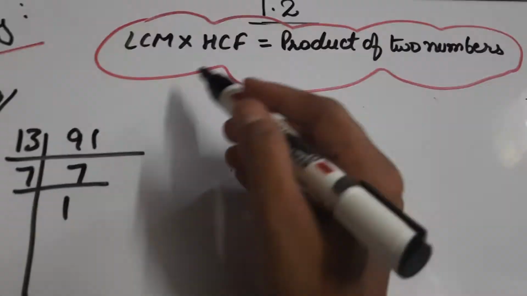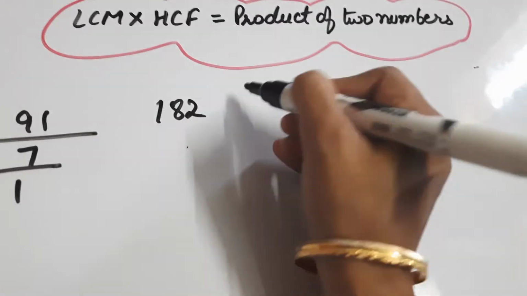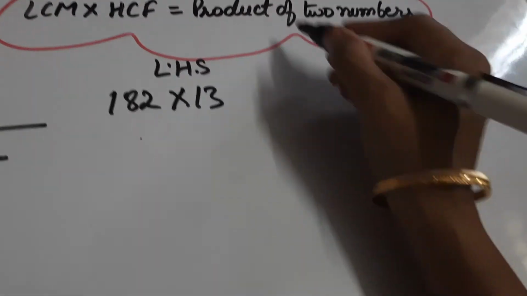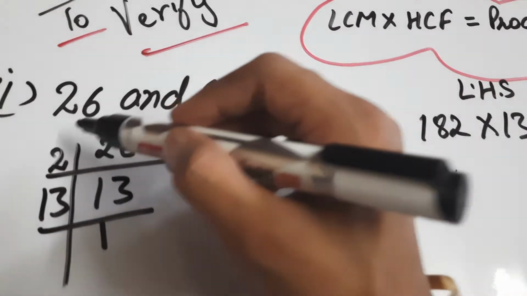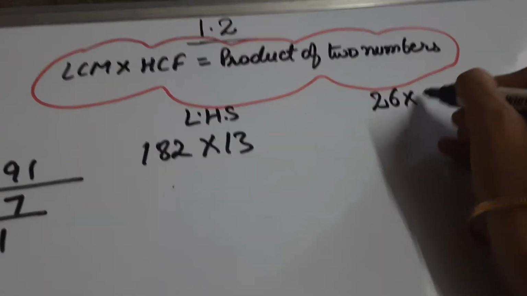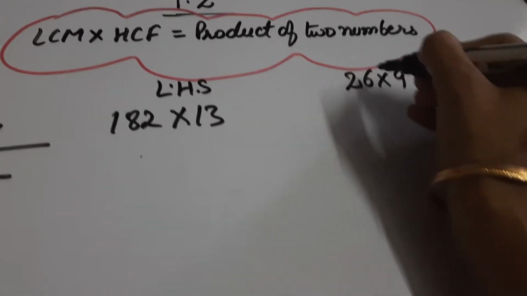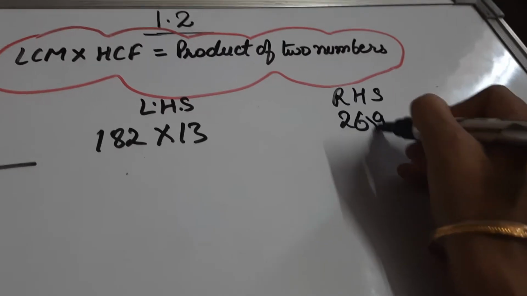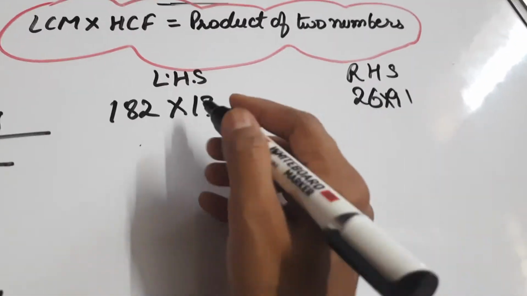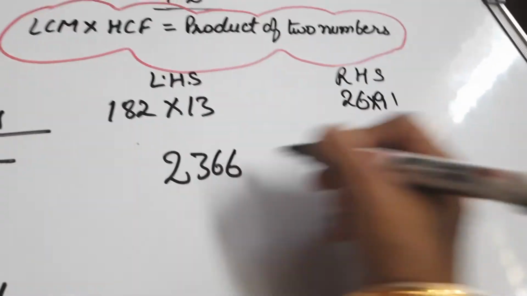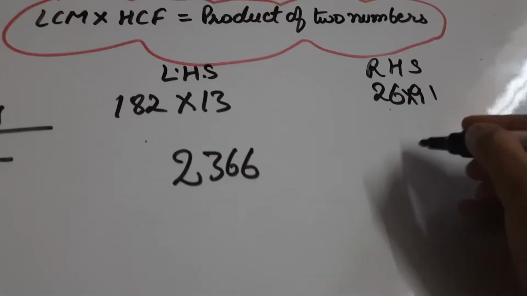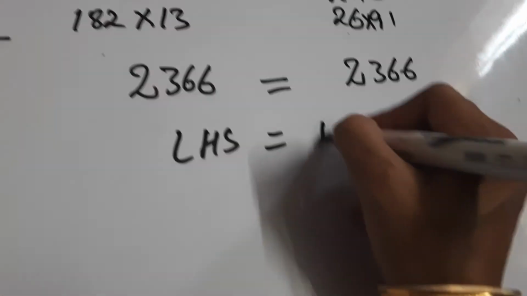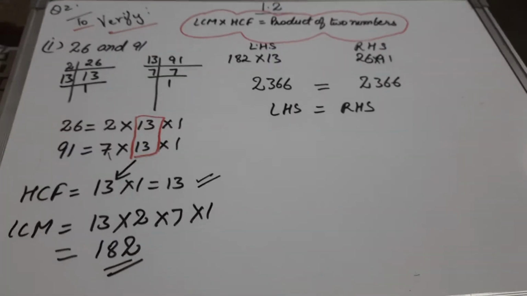First write the formula. LCM is 182 into HCF is 13. This is our left hand side and right hand side is product of two numbers. Which two numbers? 26 into 91. So dear students, this is your right hand side, 26 into 91. If you multiply them, you'll get 2366, and if you multiply the right hand side, you'll get again 2366. If left hand side is equal to right hand side, that means your calculation is absolutely correct.